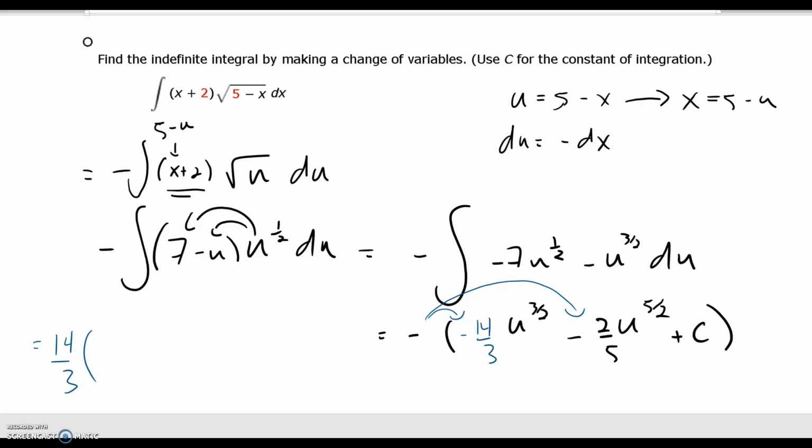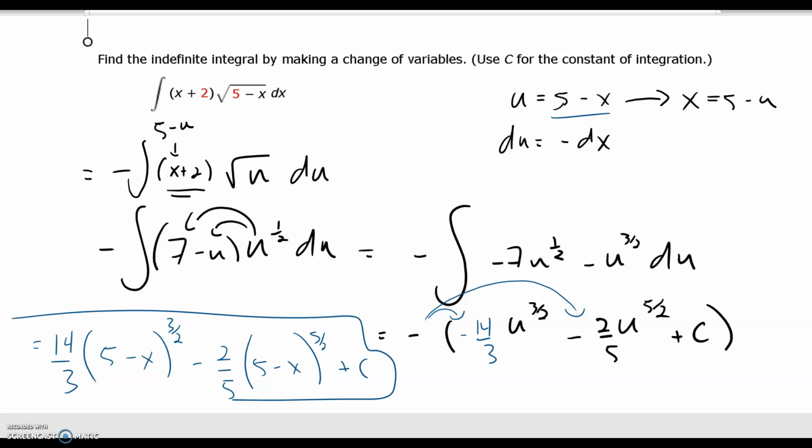That would give me 14 thirds u to the 3 halves. I'll leave a space for u, or we can just fill it in. It's 5 minus x, minus 2 fifths, 5 minus x to the 5 halves plus c, final answer. Okay, now you could simplify, but the computer should accept that as an answer. That's how I'll take it.